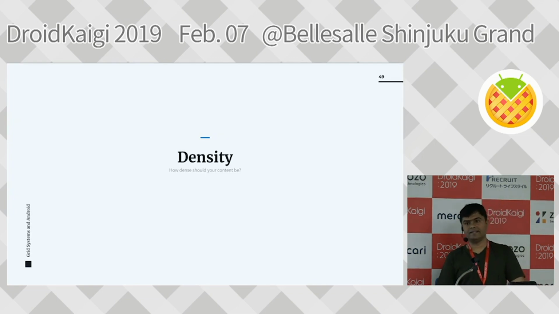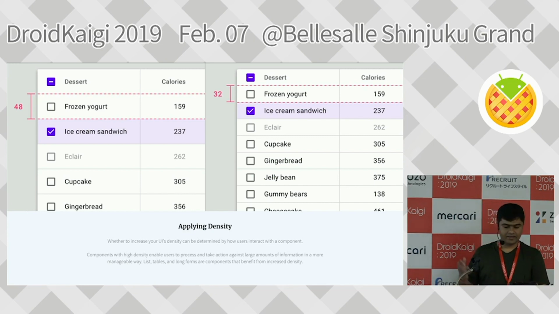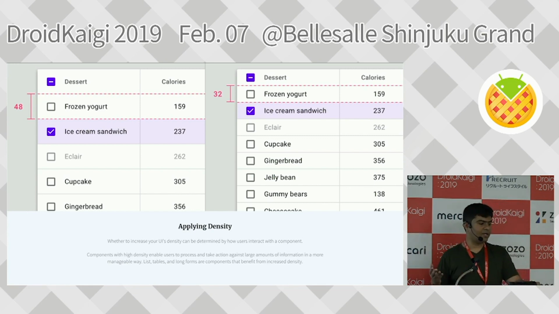Next, I'd like to talk about density. Density is how closely packed your element should be, right? Apart from just resizing elements, you might also want to pack more information in a very specific area. So just by applying density, a typical row on the left hand side is about 48 dB. But if you want to pack more information in the same area, you can decrease that. You can increase the density and decrease the spacing. Right? It goes from 48 dB to 32 dB. It has the same kind of effect. You can see more content in the same area.